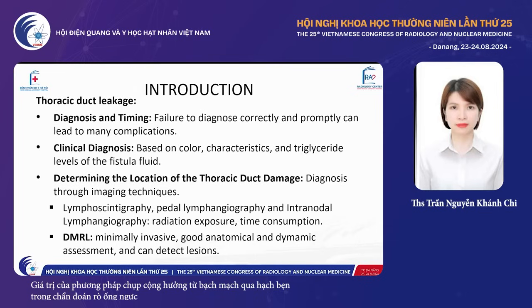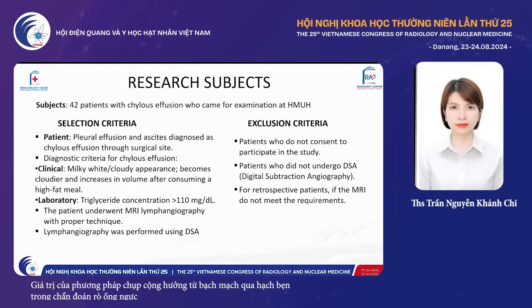Diagnosis of the location of the thoracic duct is based on imaging techniques. Previous methods are lymphoscintigraphy, pedal lymphangiography, and intranodal lymphangiography, but these methods are less commonly used to diagnose the leakage location due to radiation exposure and time consumption. Dynamic magnetic resonance lymphangiography is a minimally invasive method that provides good anatomical and dynamic assessment, as well as detecting lesions.